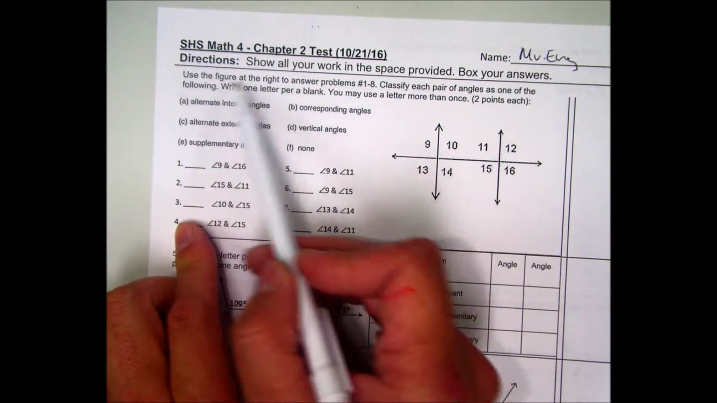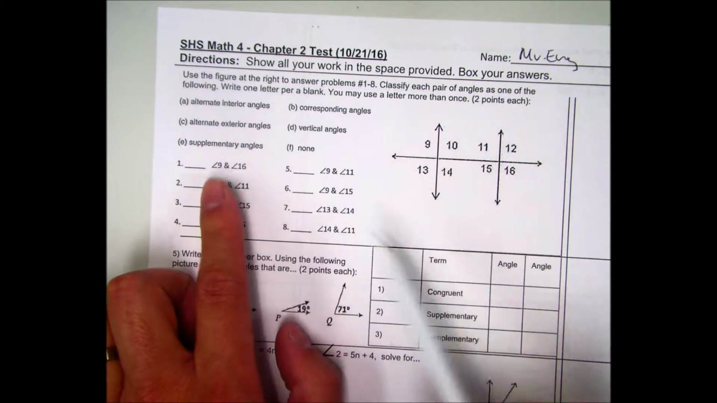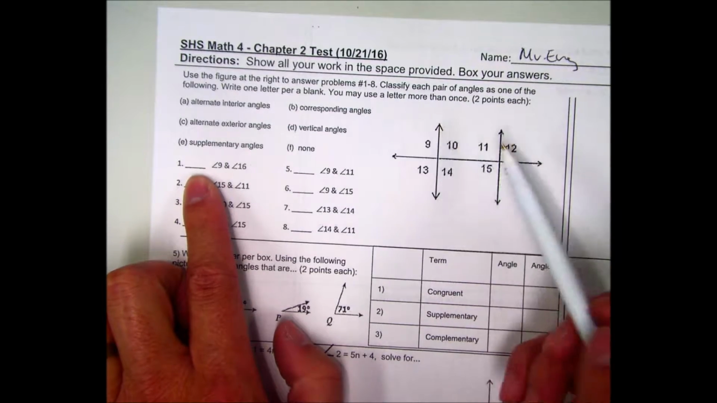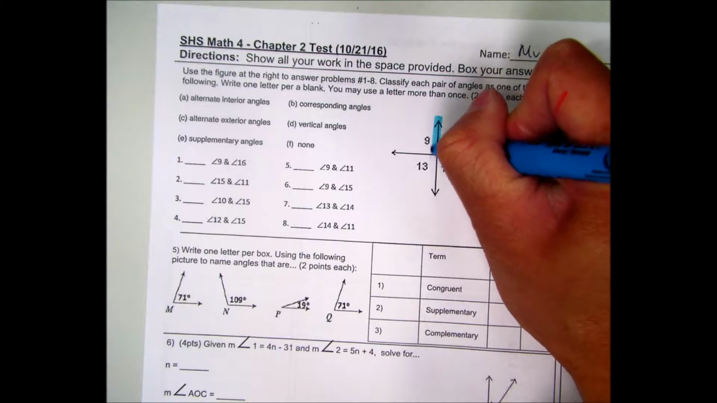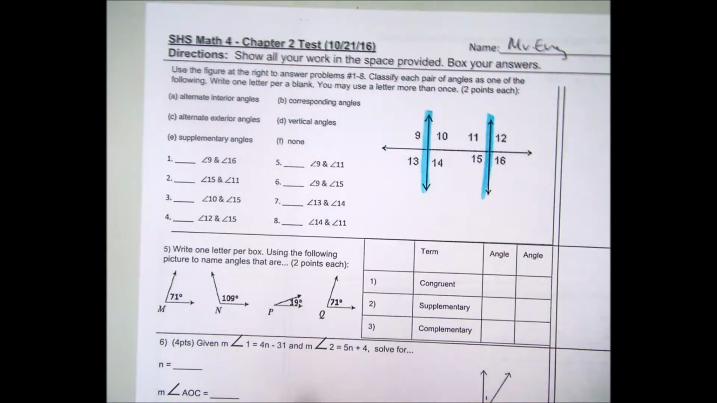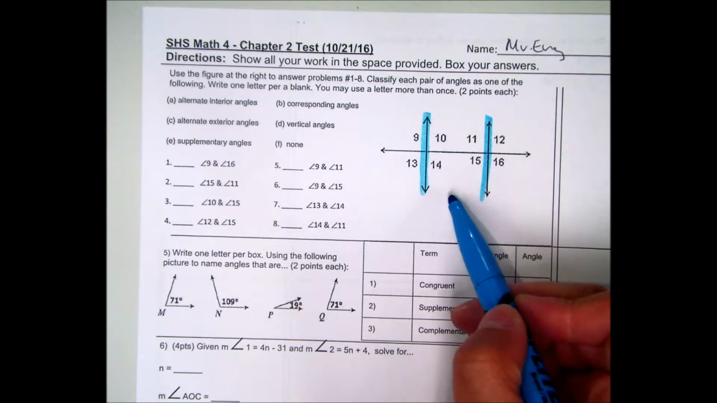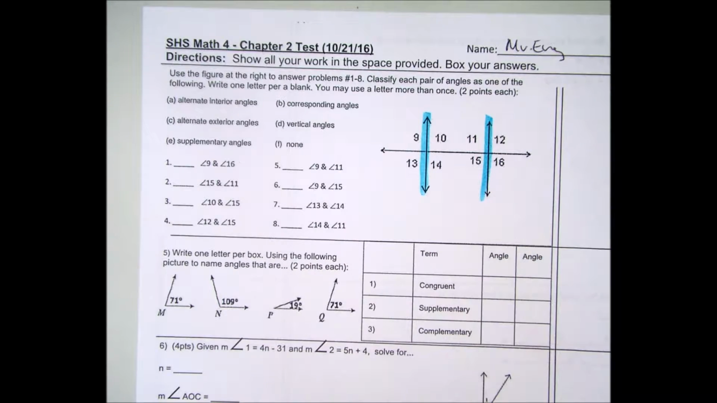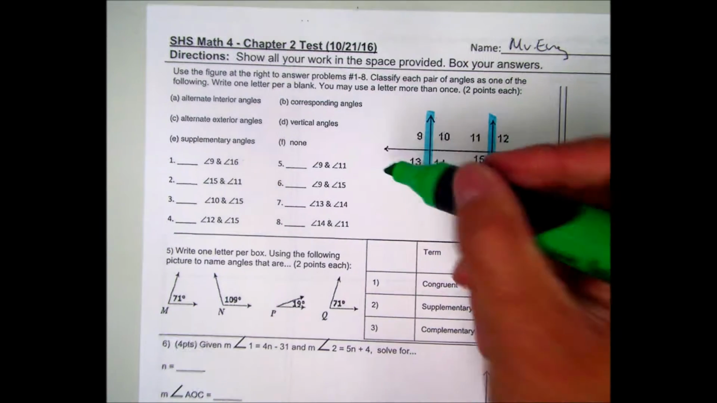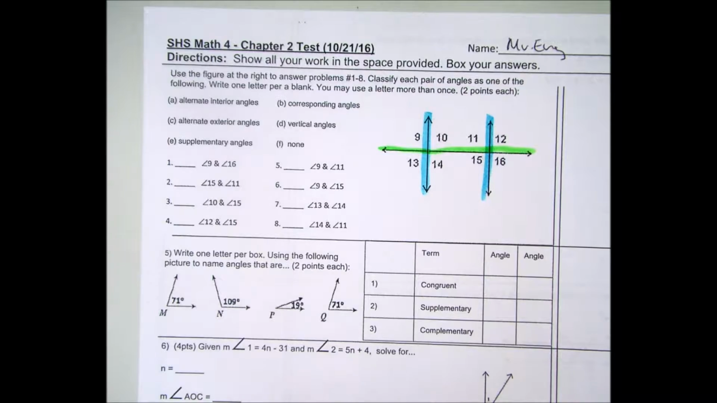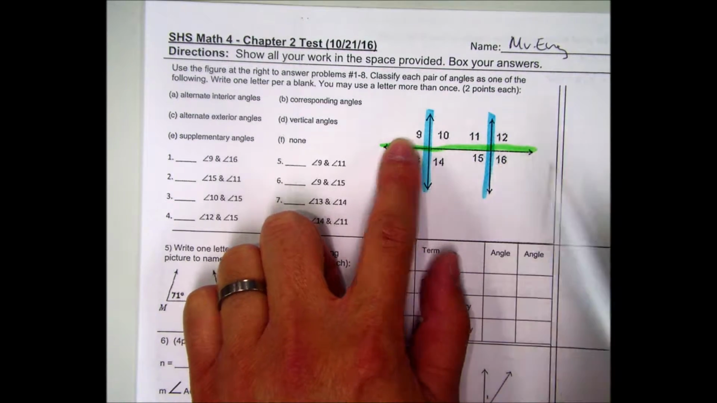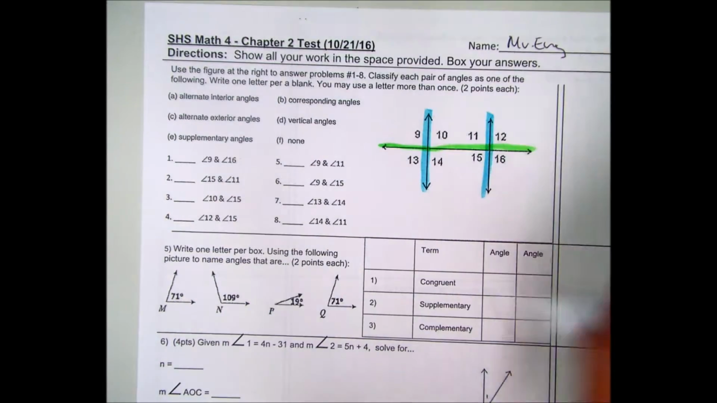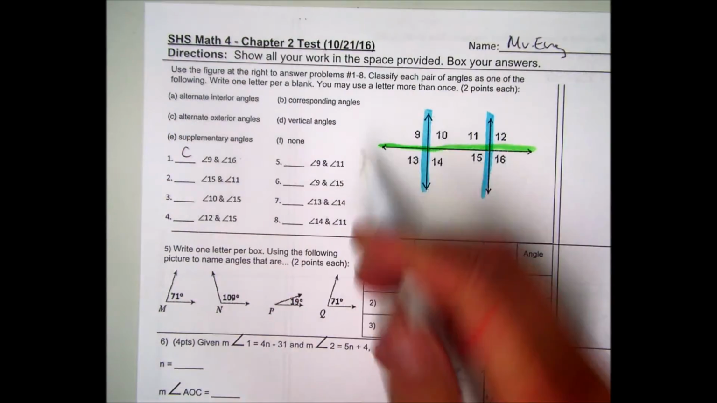So I'm basically going to write one of these letters in one of these blanks based off what I see here. Now, I don't know if these two lines are parallel, but this will help me figure out interior, and then those will be exteriors. And then this is my transversal in green. So 9 and 16. These are on the outside, so those are exterior. They're alternating on the green, so alternate exterior angles, that would be C.